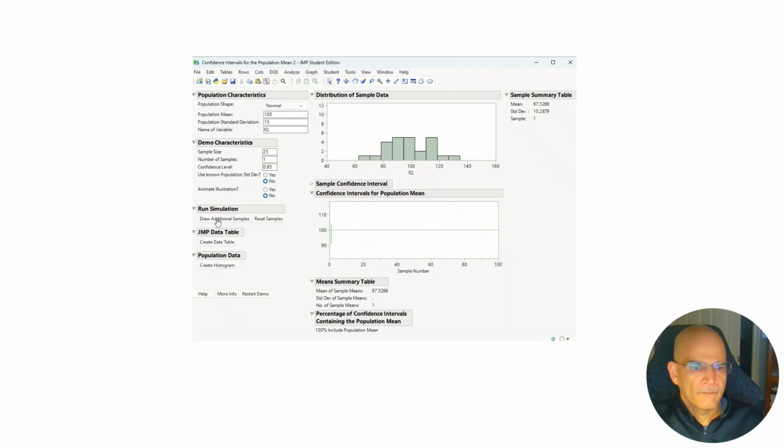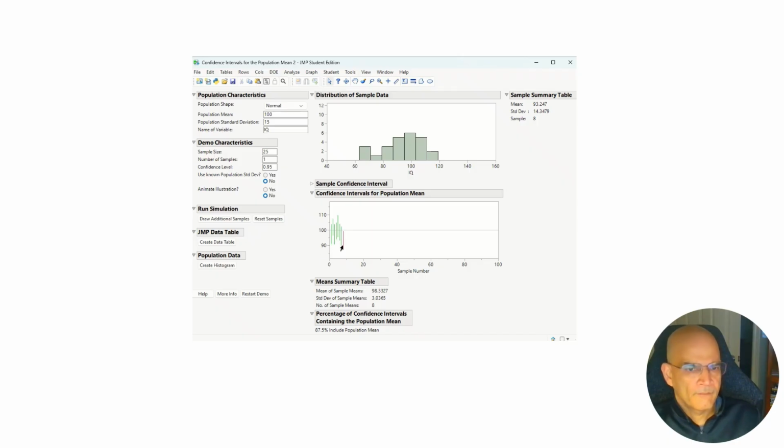But let's draw additional samples. So we draw another sample. This one also does have the population mean. Right now we just have two, so we can't really make any assessment out of it. Both of them contain the population mean. But as we draw additional samples, just for statistical reasons, it turns out this confidence interval does not include the population mean. There's nothing wrong with that sample. This is just how statistics works.